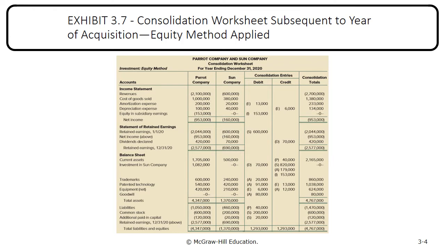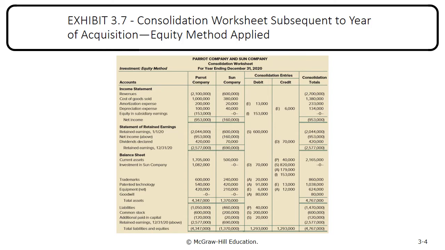I eliminate the income. We show a debit in the equity and subsidiary earnings and a credit in investment in Sun Company for the net amount of investment earnings that the parent has shown in their books because they use the equity method. D, eliminate the dividends declared. So the parent has shown or decreased their investment account by $70,000 from the dividends Sun Company declared. So they'll debit investment and credit the dividends declared.